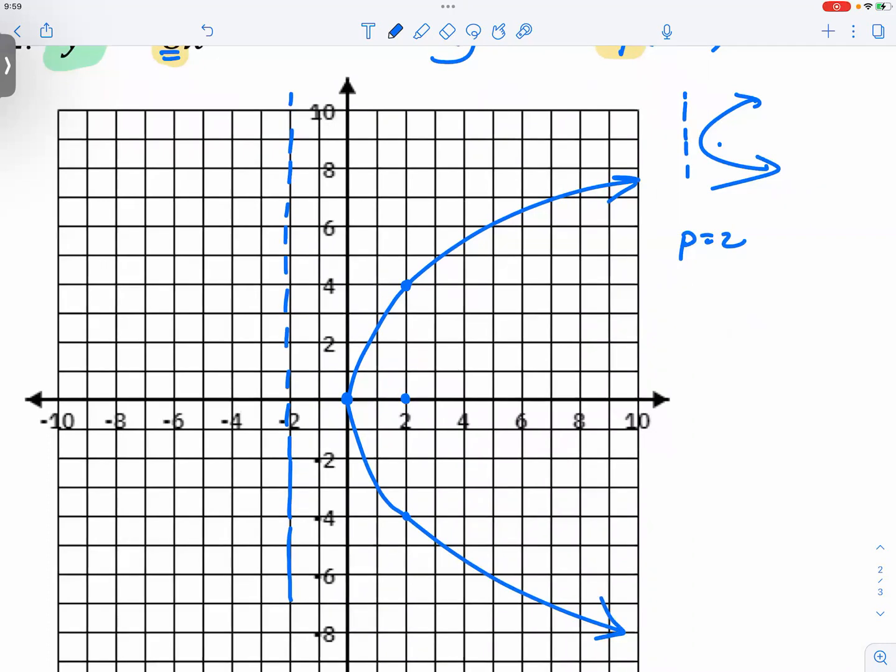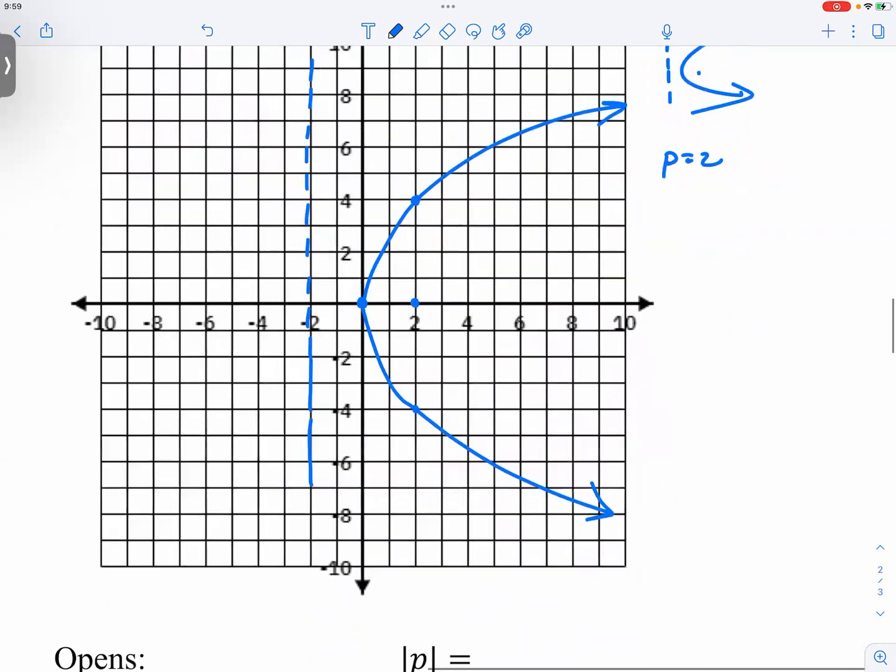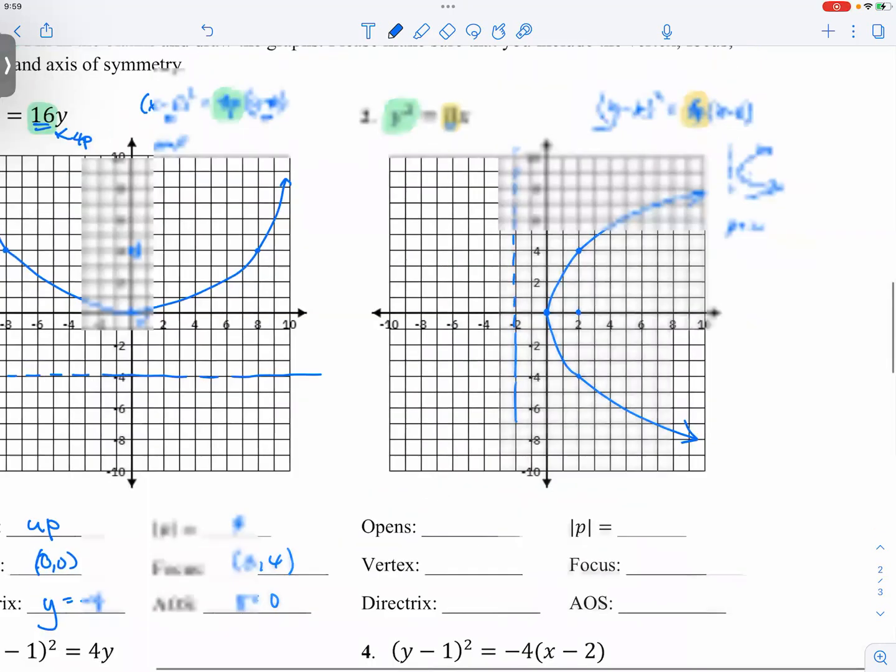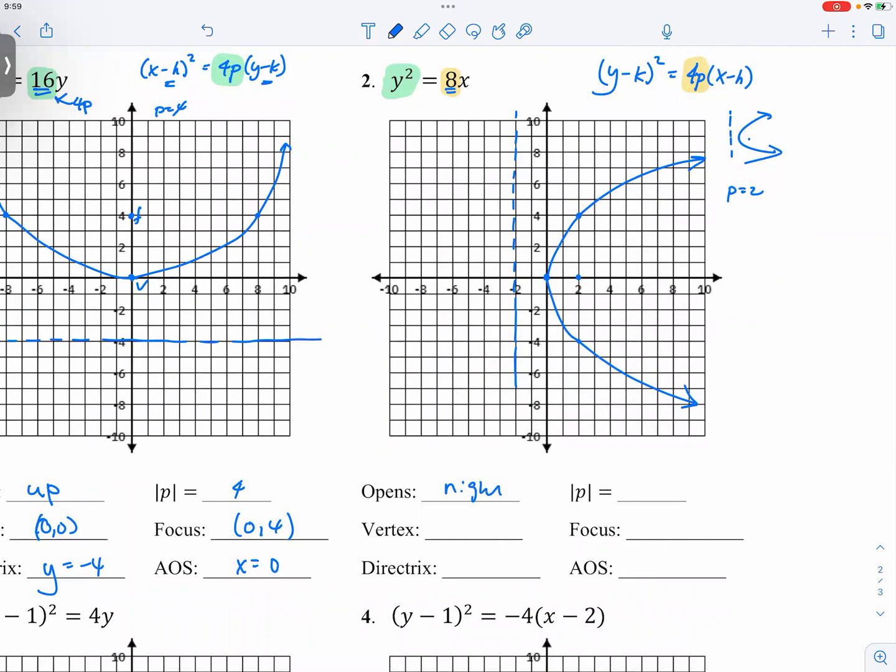So once you know the p, that's the key. And now you go ahead and write down all this info. You're like, oh yeah, it opens to the right. The p-value is 2. The vertex is 0, 0. The focus is 2, 0. The directrix is x equals -2. The axis of symmetry is y equals 0.